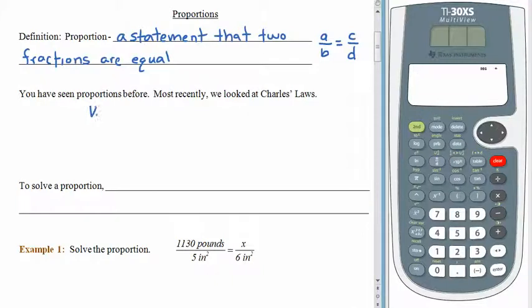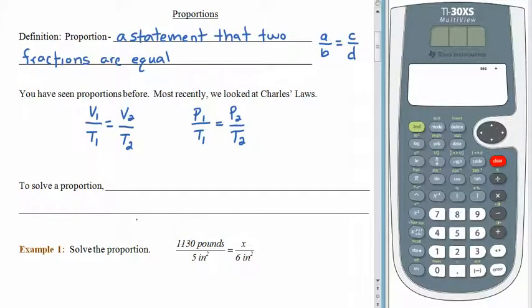One of them is V1 compared to T1 is exactly the same as V2 compared to T2. So if the volume of a gas increases, it's because that temperature has increased, and the ratio of the volume to the temperature stays the same. Do you remember how the other one goes? It involves pressure and temperature. So P1 compared to T1 is the same as P2 compared to T2.